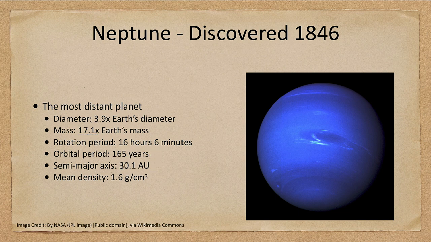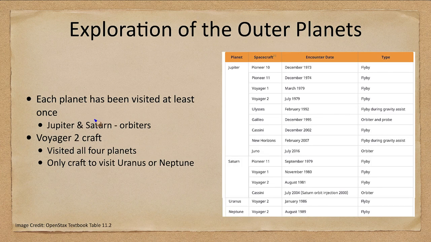Now, all of these planets have been explored by spacecraft. Each has been visited at least once. Jupiter and Saturn have had orbiting spacecraft, and around Jupiter we had the Galileo mission, and we have the Juno mission, which is ongoing. These were both orbiting missions, and around Saturn we had the Cassini mission. So those are orbiting missions. The rest of these were all flybys. And some of them were flybys to go someplace else. For example, Cassini flew by Jupiter and used its gravity to help it onto Saturn.